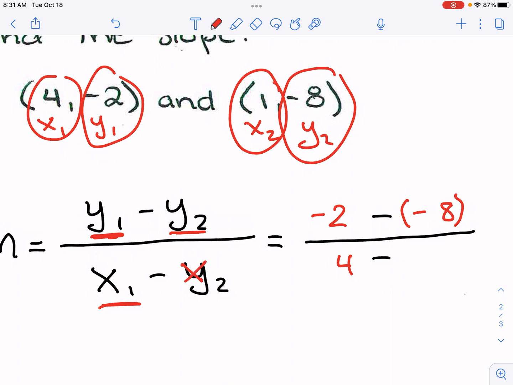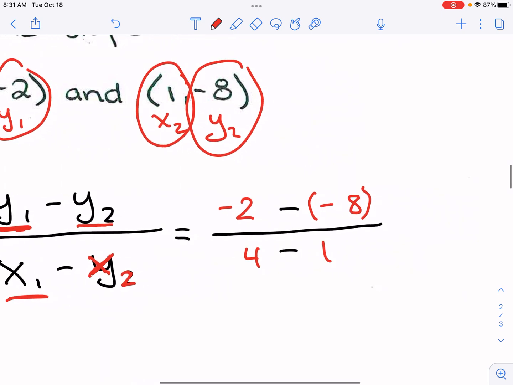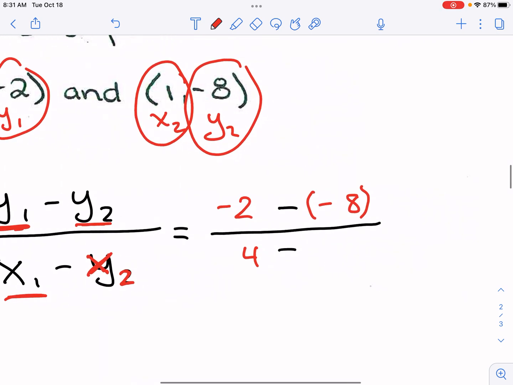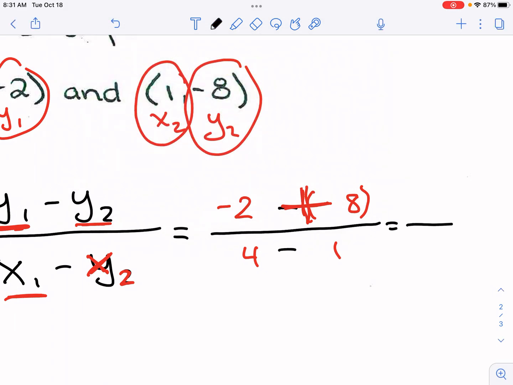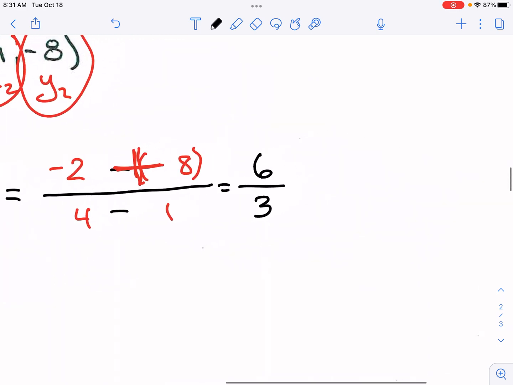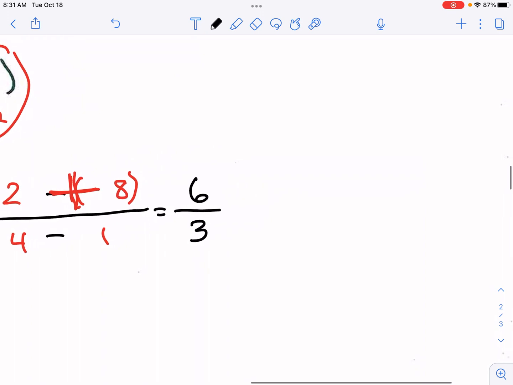x1 is 4, and x2 is... Oh, sorry, the formula is written down wrong. This is supposed to be x2. Okay, x2 is 1. Okay, this will become a negative times a negative is a positive. I just kind of carve a plus sign here. And this is negative 2 plus 8, which is 6. On the bottom, 4 minus 1 is 3. And we can simplify this. They have a common factor of 3. 6 divided by 3 is just 2.